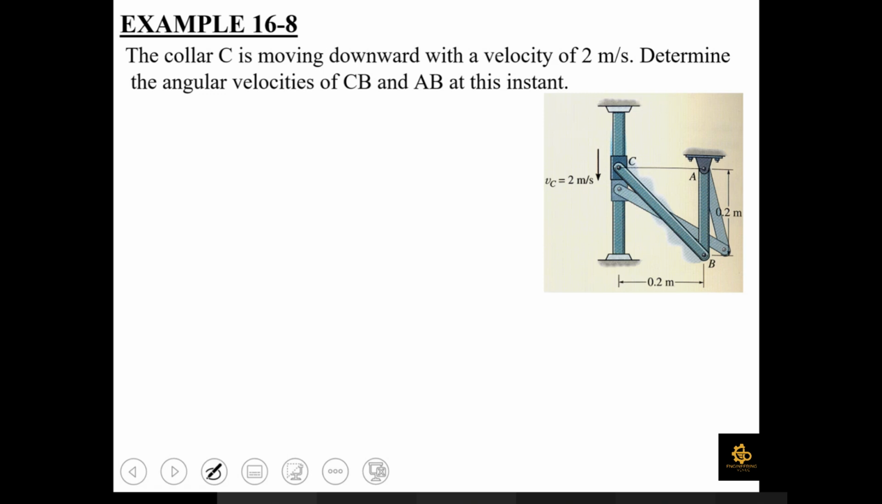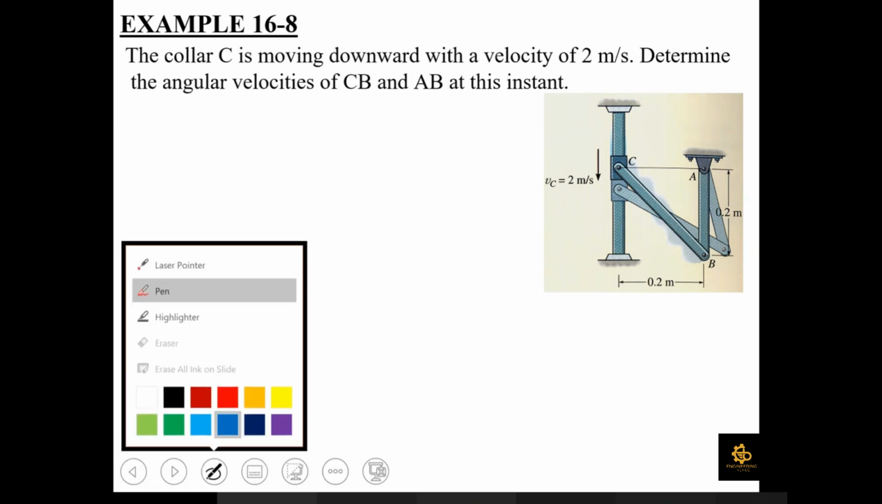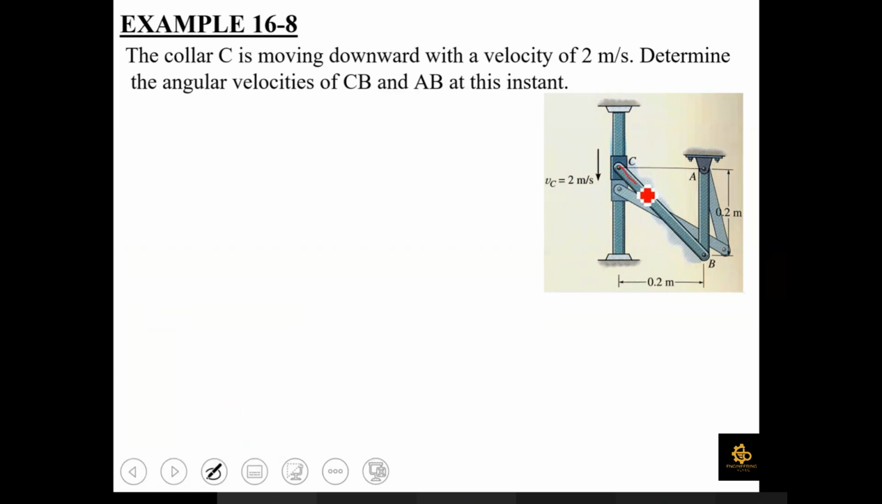सर जनरल मोशन. अगर आप इस फिगर को देखें, at one instant this is the position of link CB. At the very next instant, when this collar has moved downward, this is the position of link CB. It means that this rigid link CB has undergone translation as well as rotation, that is general plane motion. Okay, so link CB आपका general plane motion में आ गया.